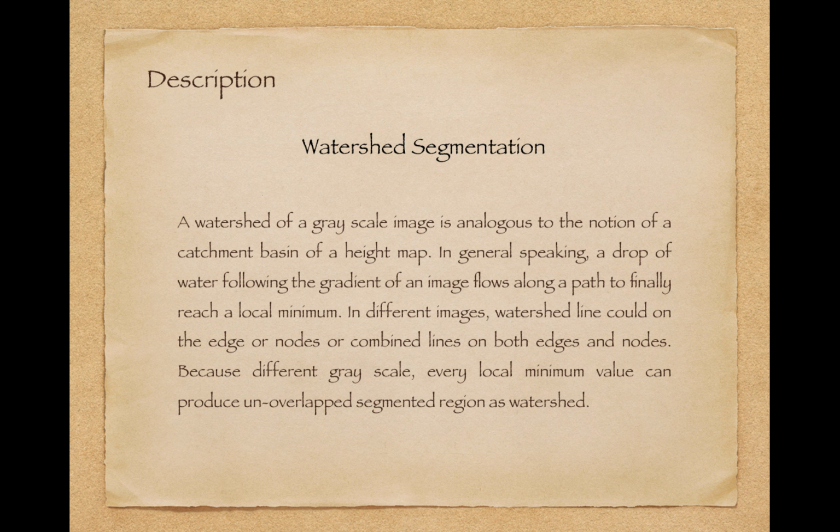For watershed segmentation, a watershed of a grayscale image is analogous to the notion of a catchment basin of a height map. In general, a drop of water following the gradient of an image flows along a path to finally reach a local minimum. In different images, the watershed line could be on the edge or noise or combined lines on both edges and noise. Because of different grayscale, every local minimum produces a non-overlapping segmented region as the watershed.